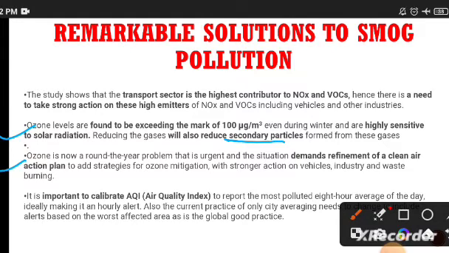Third, as ozone is now a year-round problem, the situation demands the refinement of the air quality action plan to mitigate ozone. Fourth, it is important to calibrate the air quality index to report the most polluted cities.